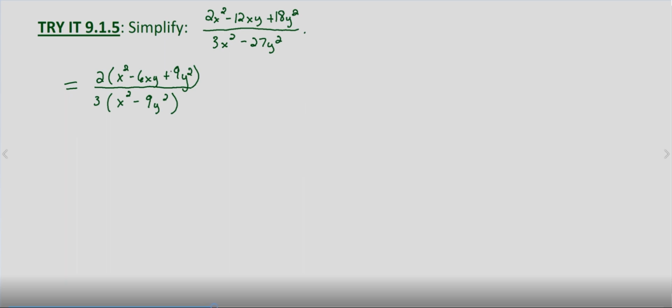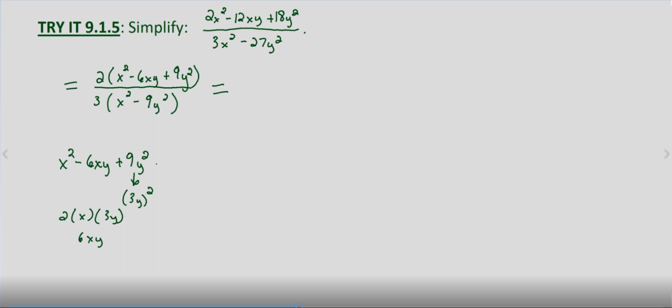Now we have a trinomial in our numerator. So let's look at the nature of the trinomial. If we have x squared minus 6xy plus 9y squared, if you'll notice, this is a perfect square. It's x squared. This is a perfect square because it's 3y quantity squared. And then is this middle term a perfect square trinomial? Does this middle term equal minus 2ab in this case? We have a is x, b is 3y, so 2 times a, which is x, times 3y, that does equal 6xy.